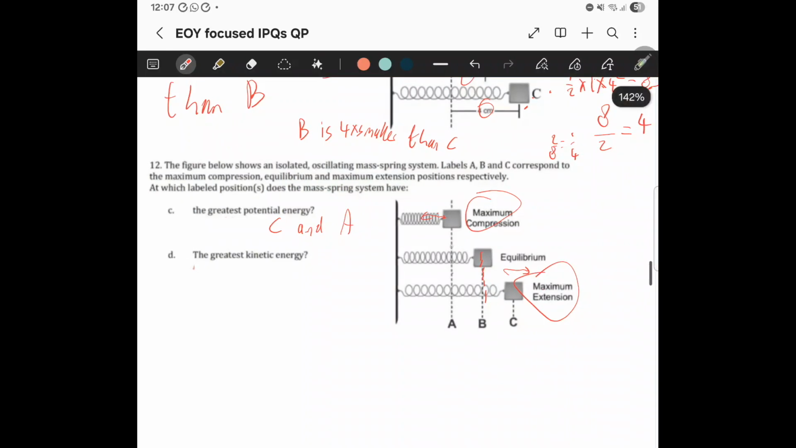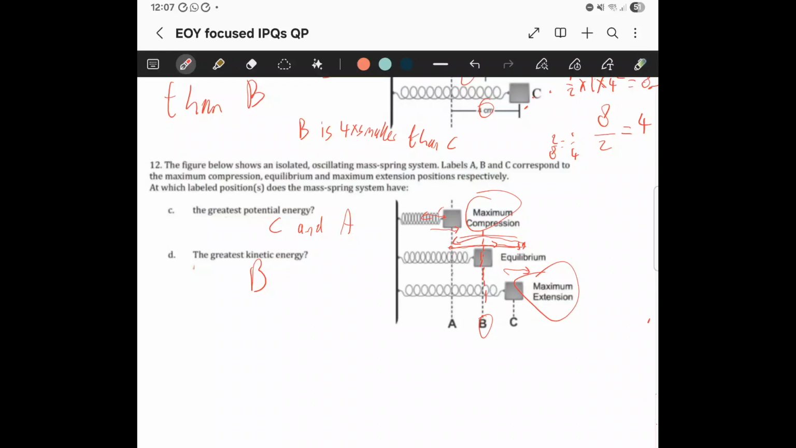Greatest kinetic energy means as it stops here, it stopped when it's maximum compression. When it stops, it then goes forward. As it goes forward, it passes equilibrium, but then it slows down when it reaches the maximum extension, then it stops. It goes back again, and it does the same repeating pattern. That's why it's called periodic motion. But each time it goes forward and back, the maximum speed ends up being at B. So that'll have the maximum kinetic energy there as well.